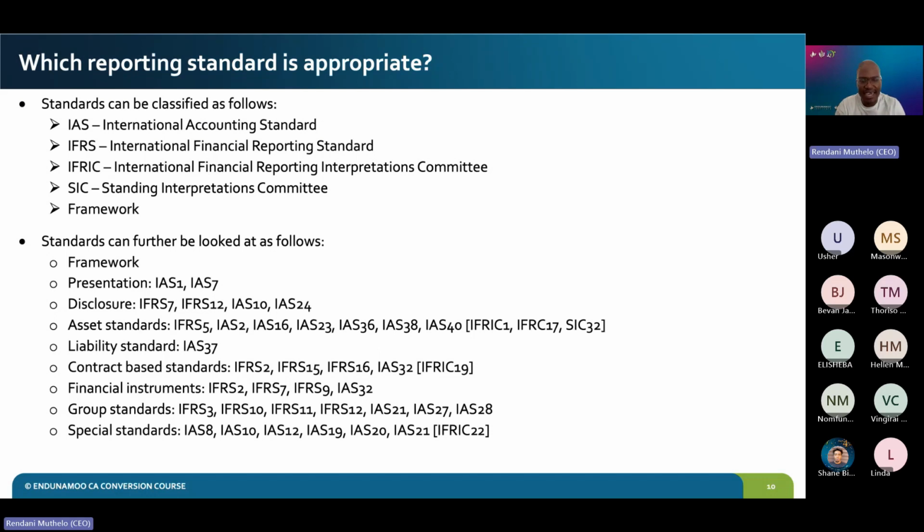Now, what is an IAS? An IAS is an accounting standard developed by the International Accounting Standards Board, the IASB. That's what they are called. So the IASB, the International Accounting Standards Board, developed IAS. These are what we call the old standards. They've been around for some time.